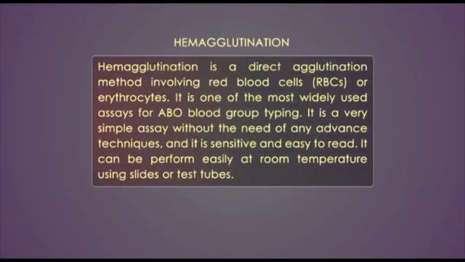Hemagglutination is a direct agglutination method involving red blood cells or RBCs or erythrocytes. It is one of the most widely used assays for ABO blood group typing. It is a very simple assay without the need of any advanced techniques, and it is sensitive and easy to read. It can be performed easily at room temperature using slides or test tubes.